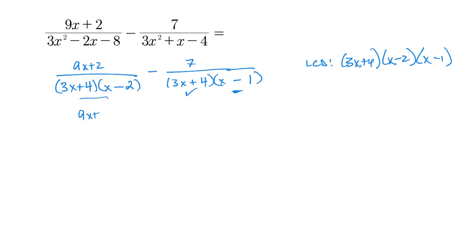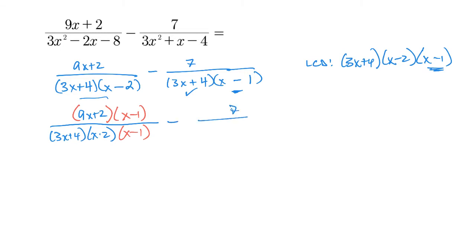I'll have (9x + 2) over (3x + 4)(x - 2), and now I have to include that (x - 1). But if I include it on the bottom, I'm also going to need to include it on the top. When I include it on the top, I would put this in brackets because I'm multiplying all of that by the (x - 1). Minus 7 over (3x + 4)(x - 1). It has already, but it doesn't have this one. So I need to put that on the bottom and on the top.